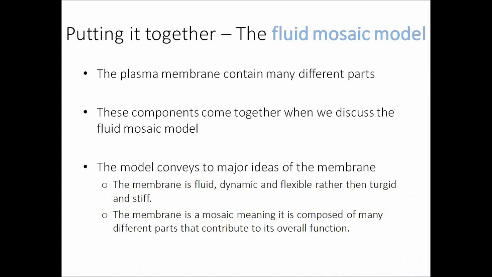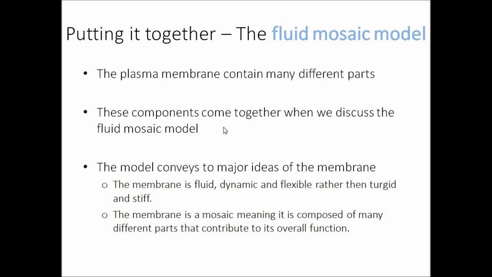And so putting this all together, now we're going to look at our fluid mosaic model. Our fluid mosaic model was proposed by S.J. Singer and G.L. Nicholson from my notes down here, and it's a description of how the plasma membrane is put together. Looking at our notes thus far, as we've looked over all the families of different molecules that compose the plasma membrane, we can say that the plasma membrane contains many different parts, and that these components come together when we discuss the fluid mosaic model.